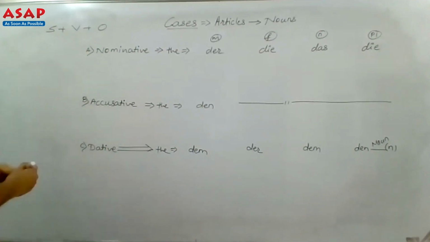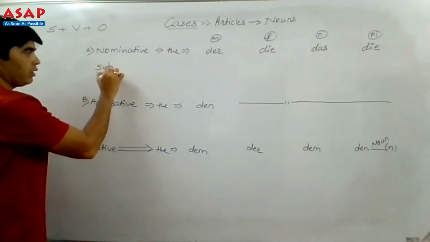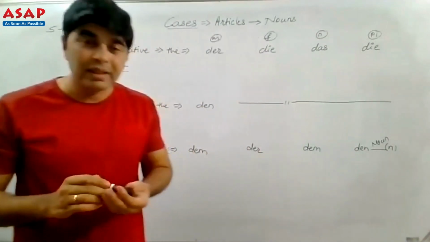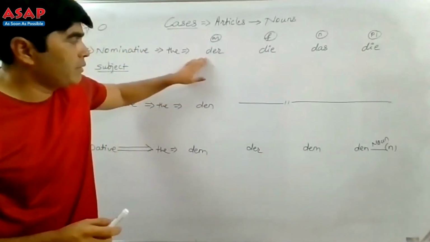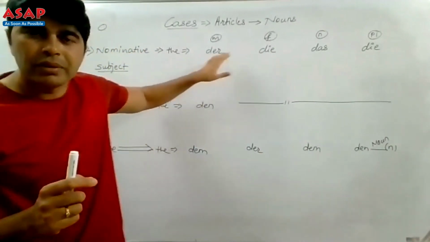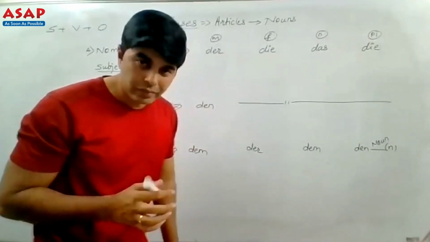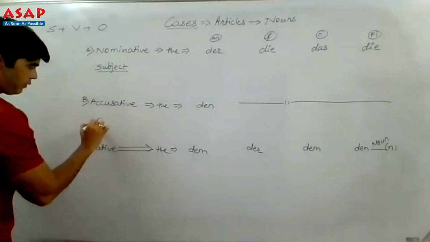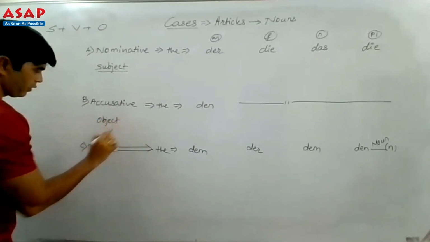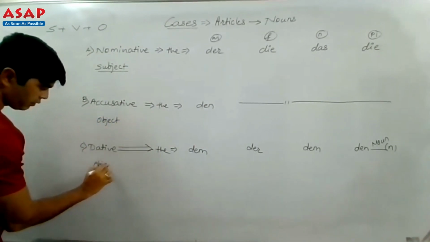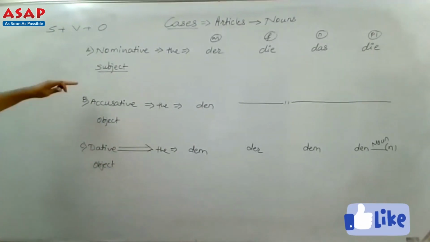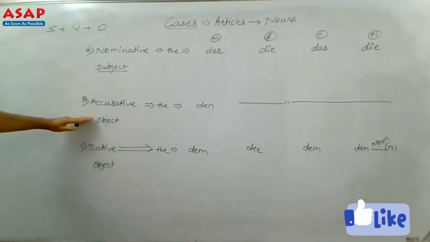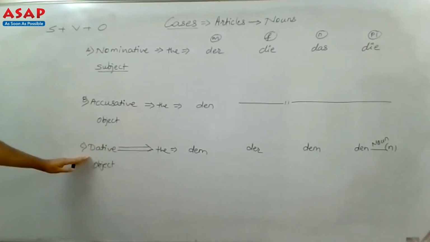Nominative case is always for the subject, and you have already used this, right? You have written so many sentences, and whenever you started a sentence with the articles, you used der, die, das, right? Now, objects: accusative and dative. Objects will take accusative, and objects will take dative as well.